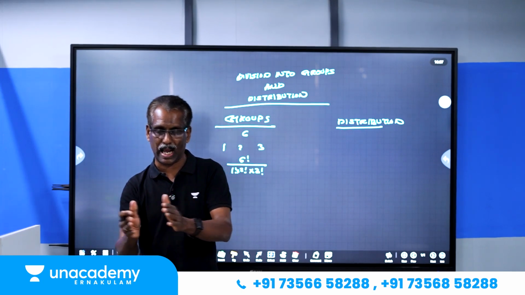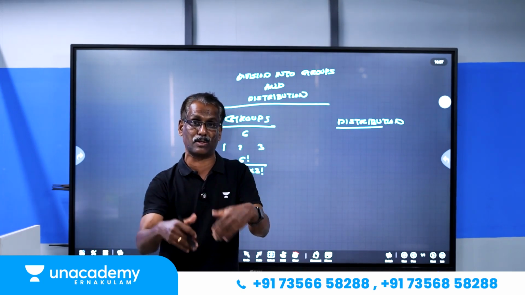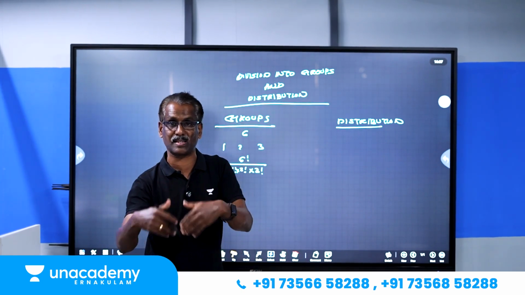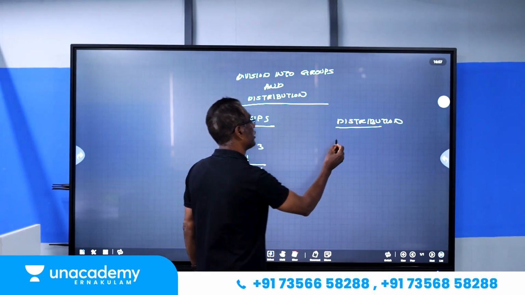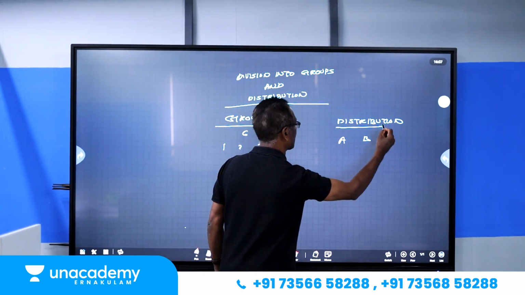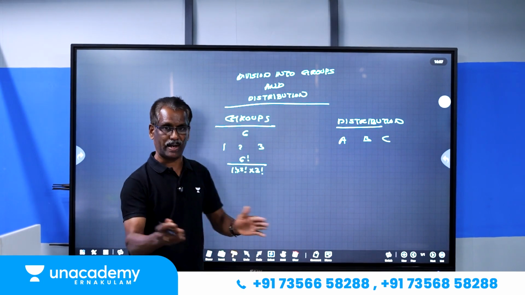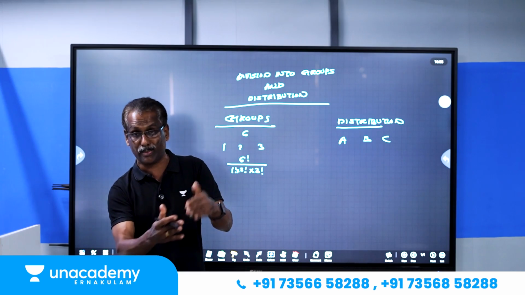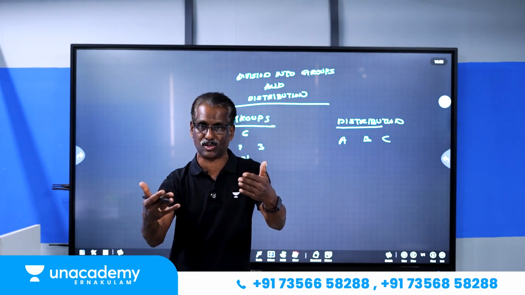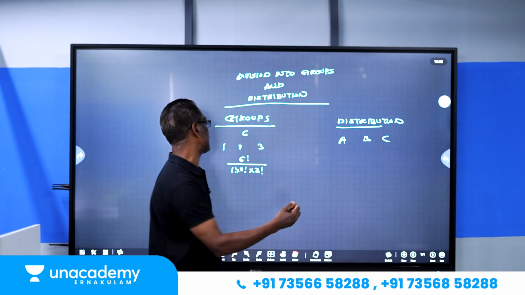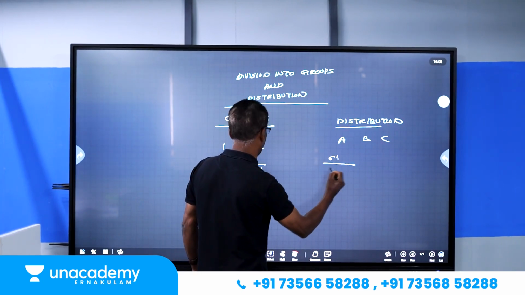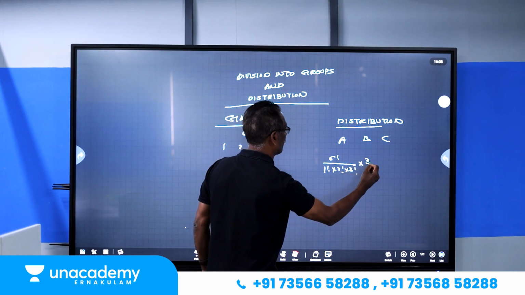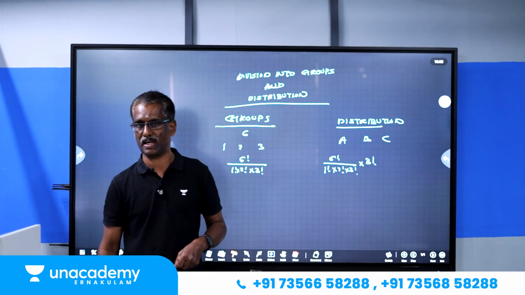After dividing, I am sending all these 3 groups into 3 different locations. Consider the locations as A, B and C. So in that case, what is the answer? I divided your family into 3 groups and am distributing them into 3 different locations. The answer is 6 factorial divided by 1 factorial into 2 factorial into 3 factorial into 3 factorial. That is the answer.